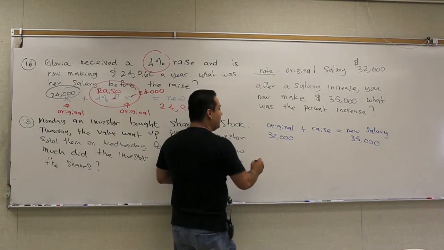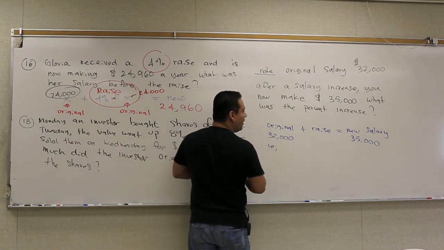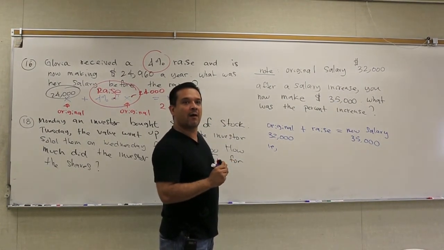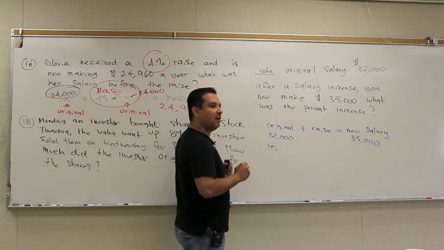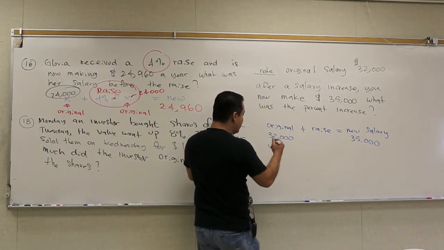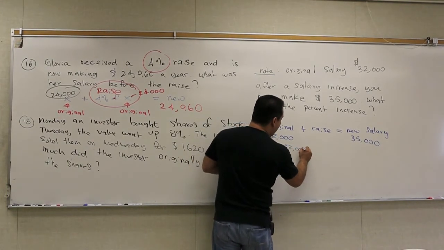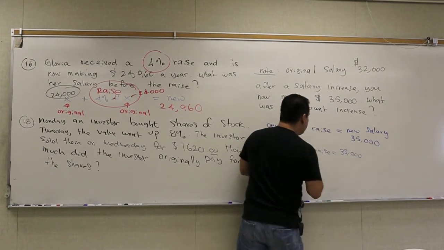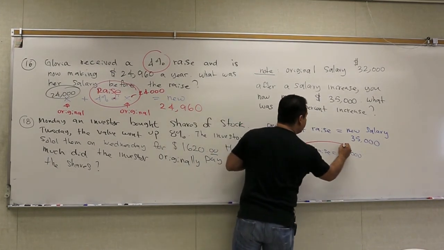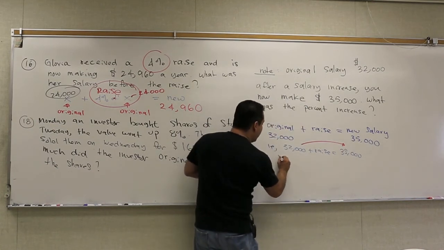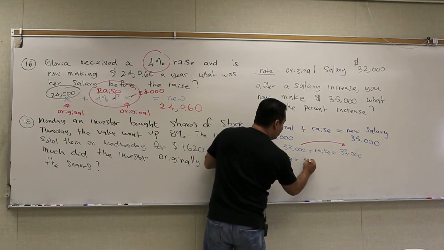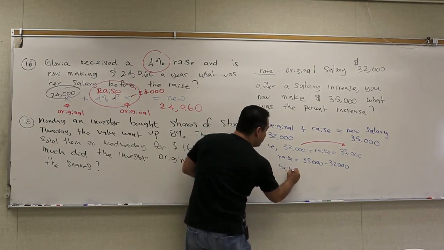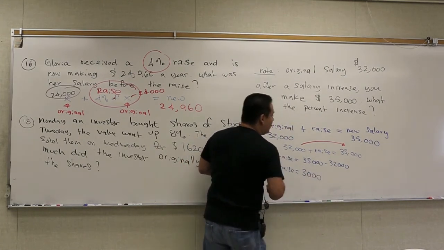So what do you guys think the raise will be? What does that mean about the raise? Anybody can tell me what the raise is? What's your raise? $3,000? Is that true? Because you're going to translate, because you got an equation, right? You got $32,000 plus your raise is $35,000. So if we do some algebra and solve for the raise, you get the raise being equal to $35,000 minus $32,000, and you're right, the raise is $3,000.